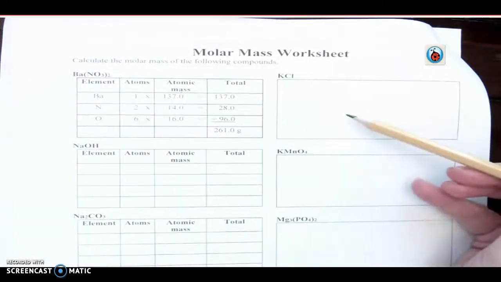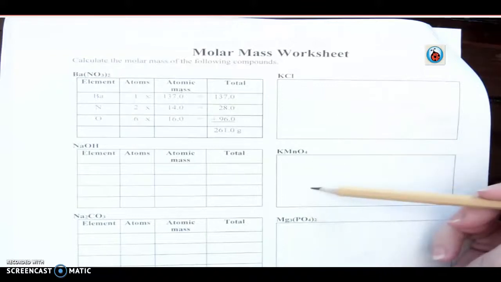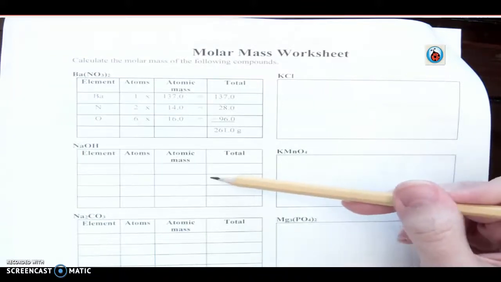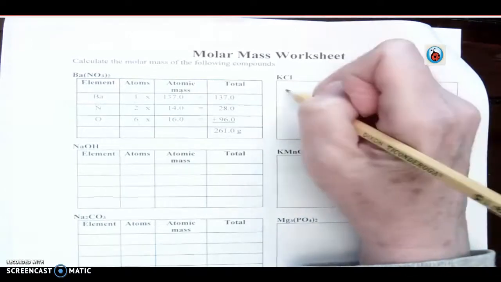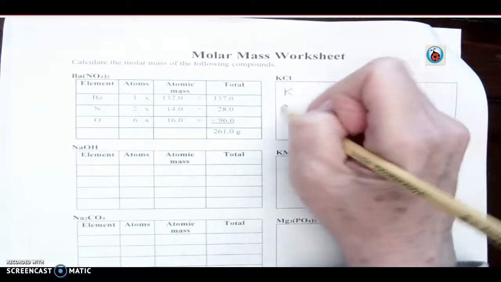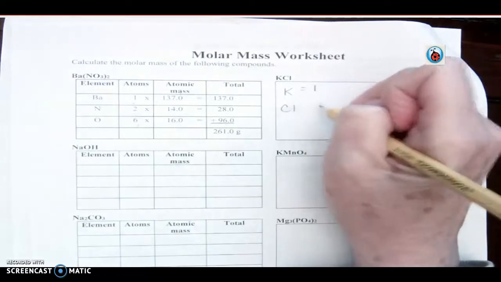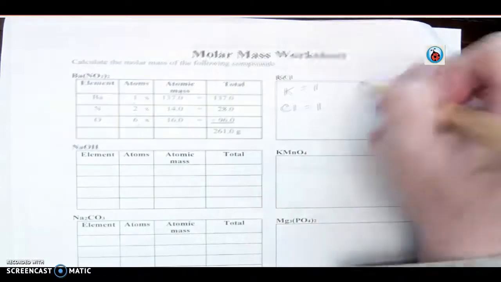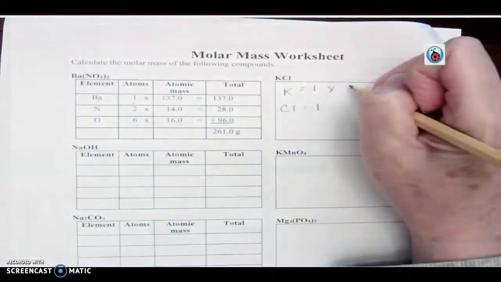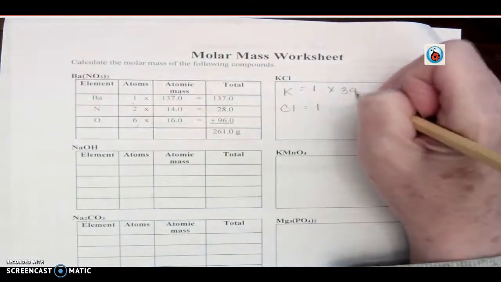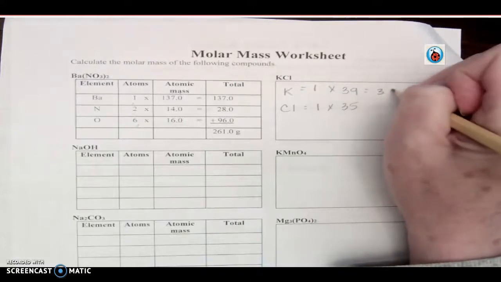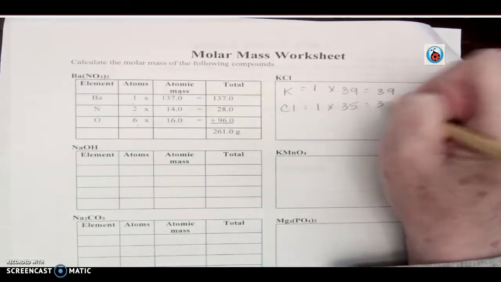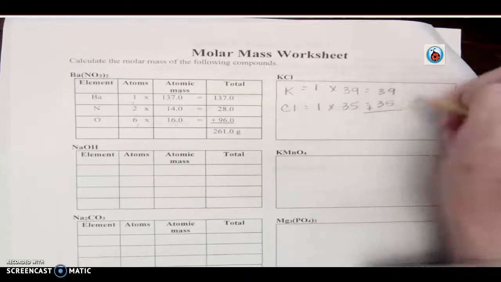Notice on the right-hand side, though, there are just squares. You're still doing the same thing. It's just not breaking it up for you. So you'll still put potassium, chlorine, 1, 1. Multiply by the atomic weight. What's potassium? 39. Chlorine's 35. Do your math. And again, add them together.